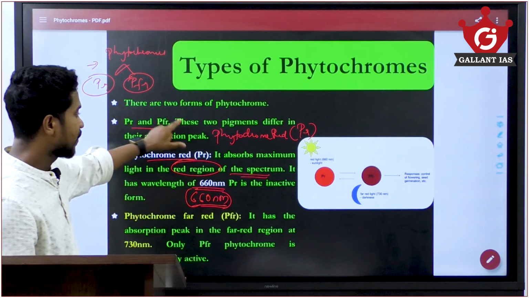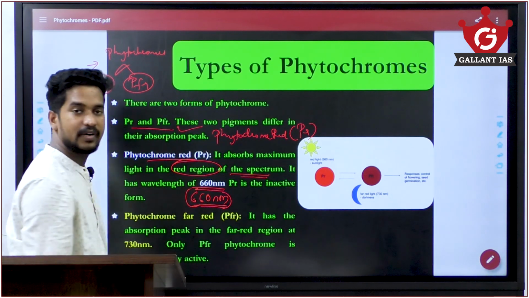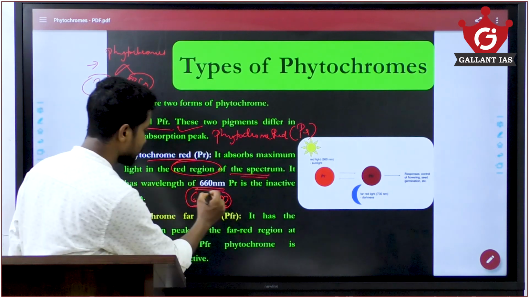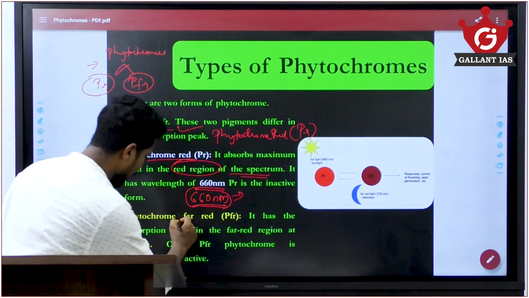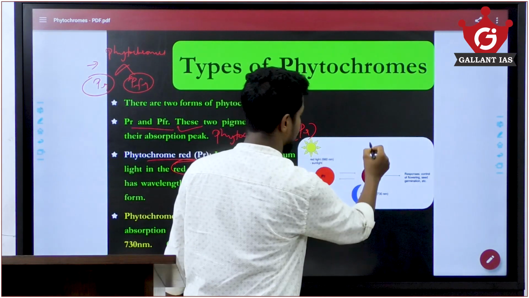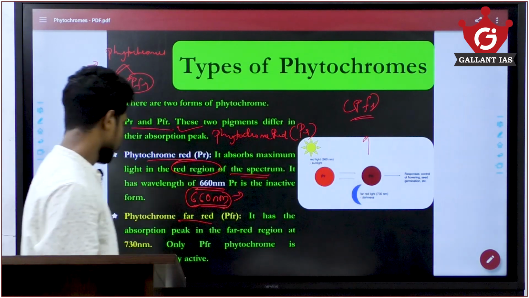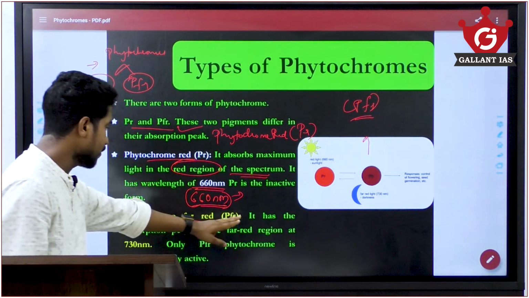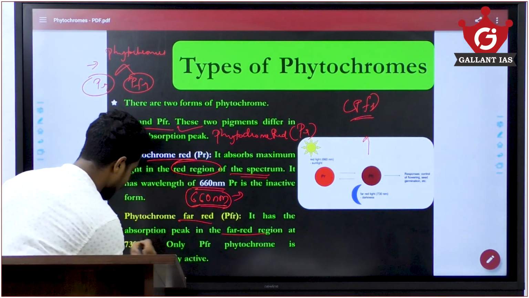We already mentioned that two pigments are there, and these two pigments differ in their absorption peak. Phytochrome red has the absorption peak at 660 nanometer, and next is the phytochrome far red, PFR. This phytochrome far red has its absorption peak in the far red region at 730 nanometer.